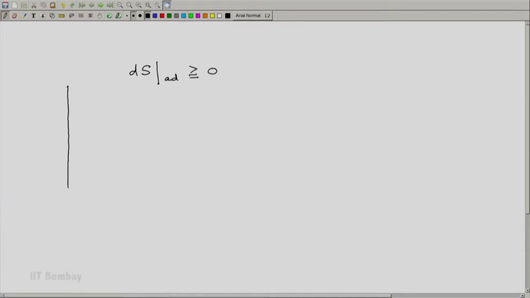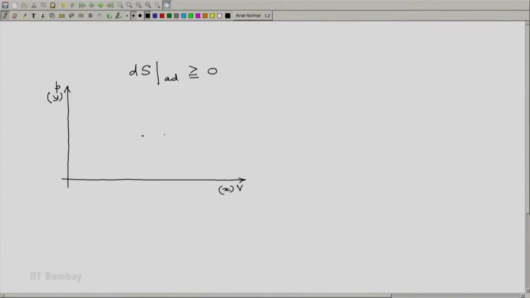Let us say that we have a system and I am sketching its state space, say PV, but could be any two properties x and y. Let us say that we have a state here, and at that state the entropy is some S0, and we have not yet seen how to evaluate entropy. We will soon see how to do it, but if we explore states around this, we will find that there is a locus of states which are all at the entropy S0. This is a locus of what is known as isentropic states.